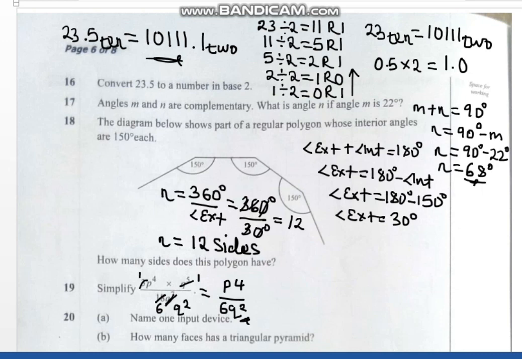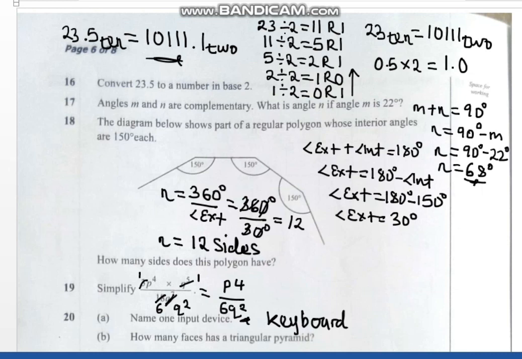Then question 20, name one input device. There are a lot of input devices that we have. Here we just have to write one, and I'll write keyboard. Keyboard is an input device. There's also a mouse, there's also a microphone, there are a lot. So what we just have to do is write one, and we'll get a mark for that.